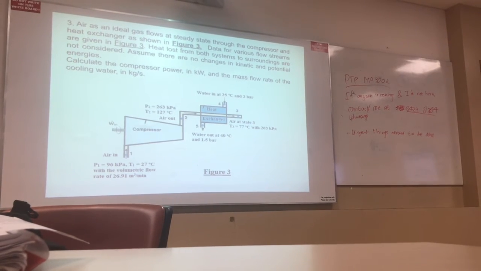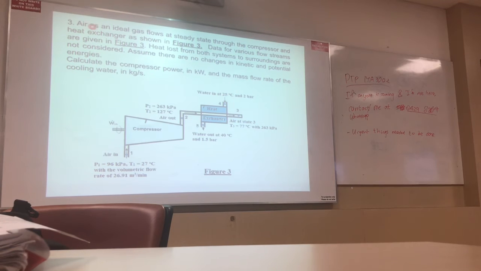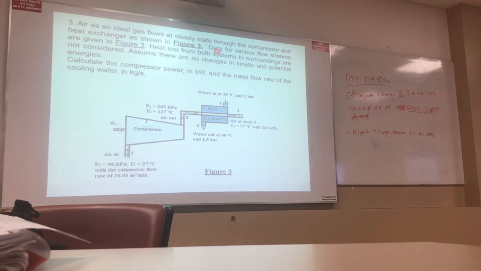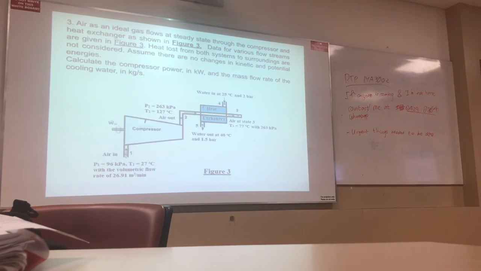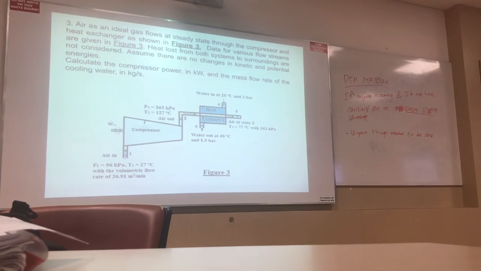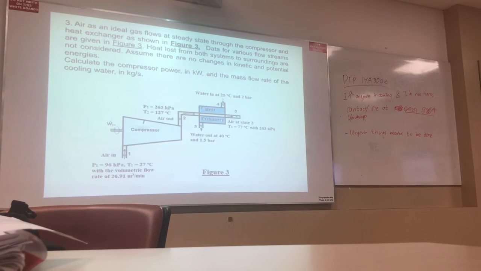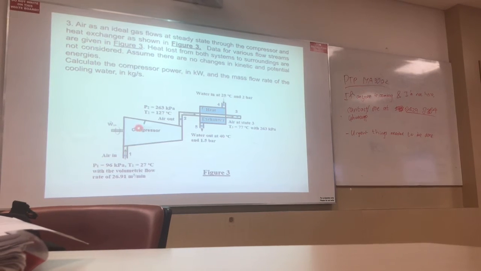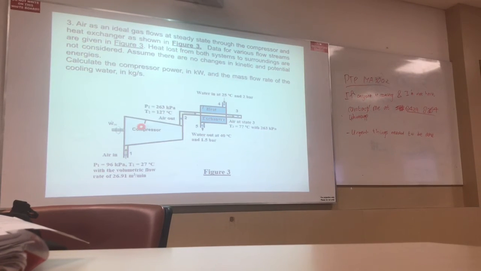Okay, take a look. Air as an ideal gas, at steady state, through the compressor and the heat exchanger as shown in figure 3. Data for the various flow streams are given in this figure, all these point data. Heat loss from both systems to the surroundings is not considered. That means Q dot out from the compressor and Q dot out from the heat exchanger are zero.